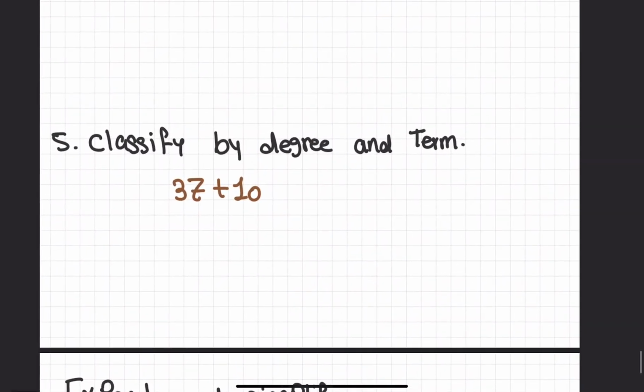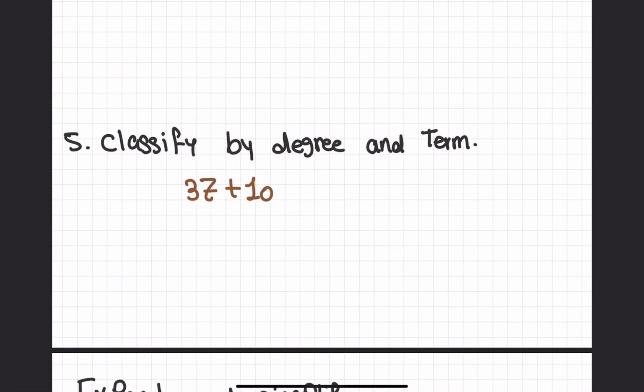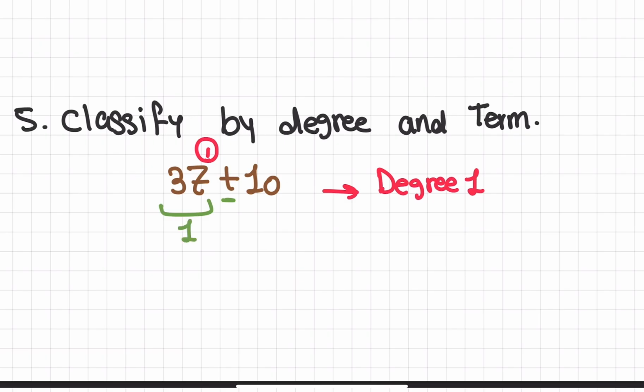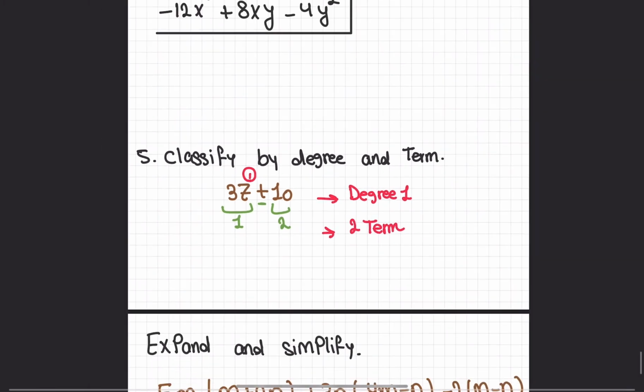The next question, it says classify by degree and term. If you remember, I said the degree is the highest term of variable. So here the highest is 1. So the degree is 1. And regarding the term, I see only one positive sign here. So that means this is the first term, this is the second term. So it's 2 terms.